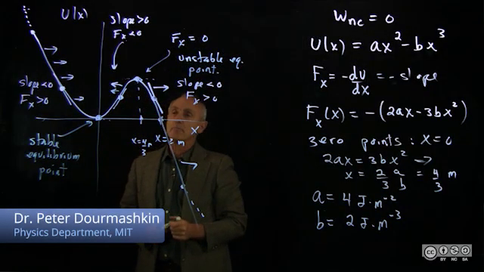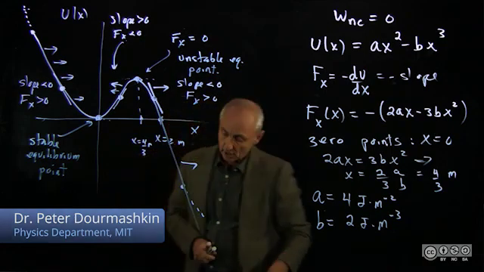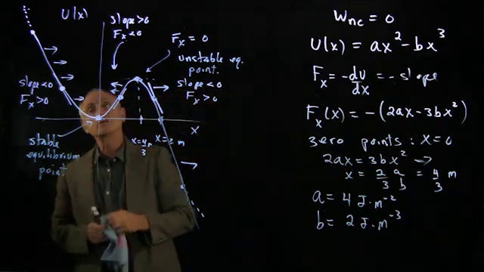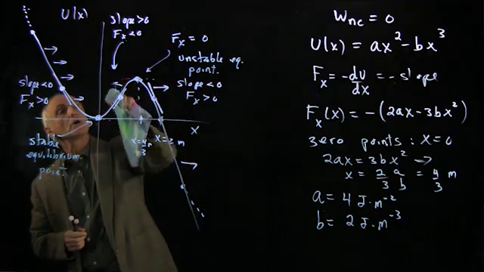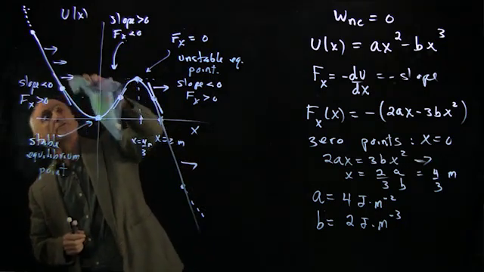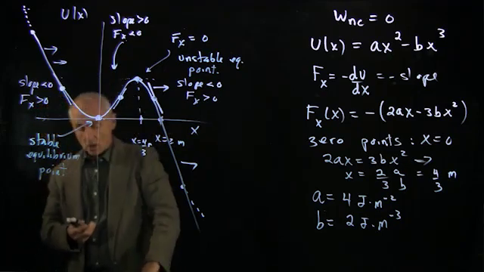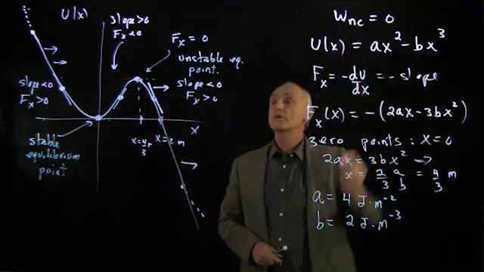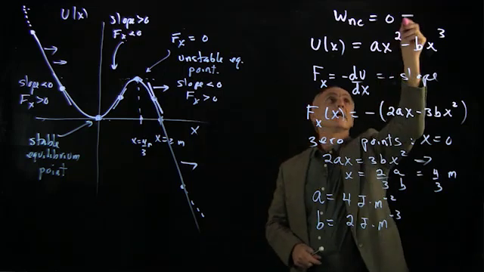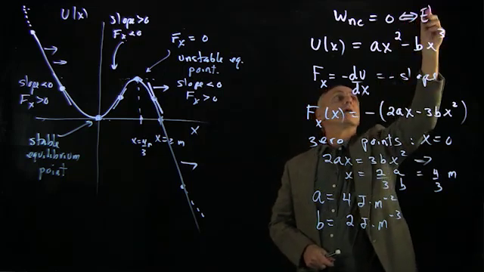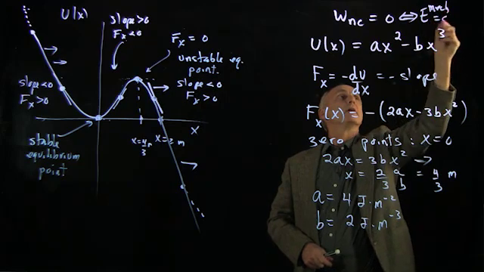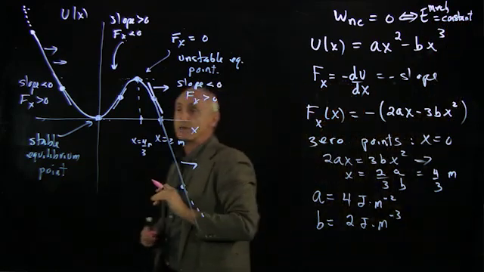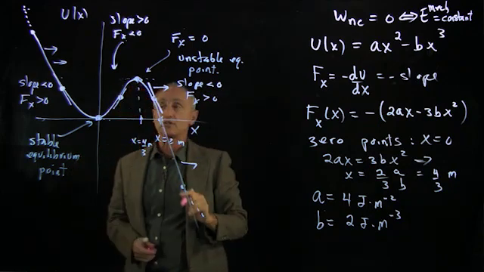There's even a little bit more that we can learn about our energy diagram. And I like to just clean this diagram up for a second because I want to work in this area. Suppose our system, because the work non-conservative is 0, tells us that the mechanical energy is constant. Now, we don't know how much mechanical energy our system has. That's a constant of the system.